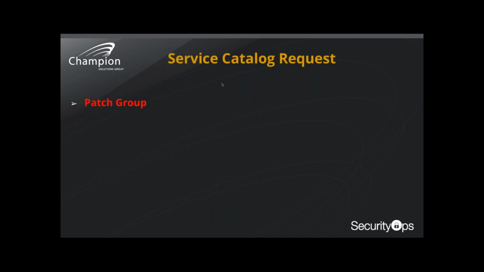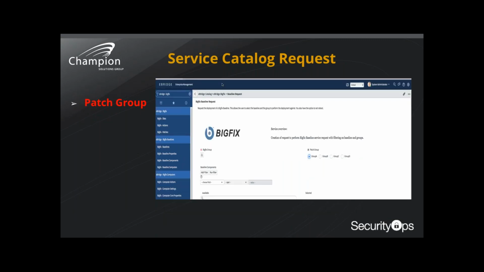The next thing falls in line with what Dan had presented and the way that he instrumented patching and the maintenance window type capability. We mimic that in ServiceNow by creating a service request that has a patch group. And from that patch group, I've included things like, I want to run this against a BigFix group, or I want to include a baseline.